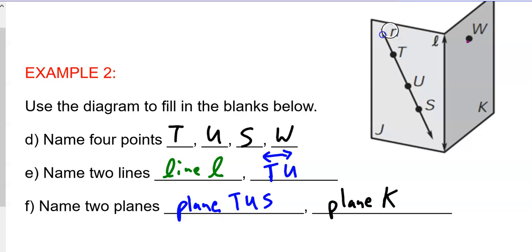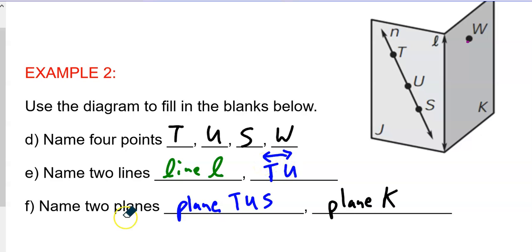Now notice I didn't name it line N. I named it line TU with arrows above it. But I could have also said line TS or line US. Or I could have reversed the order of those. So for this one there are a few options of naming it. If you have questions about that in yours, we can definitely check those and ask in class. But there are several different ways to name that one.